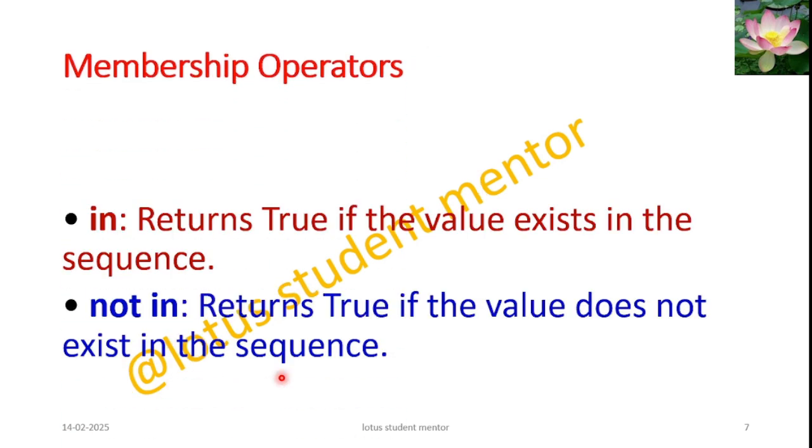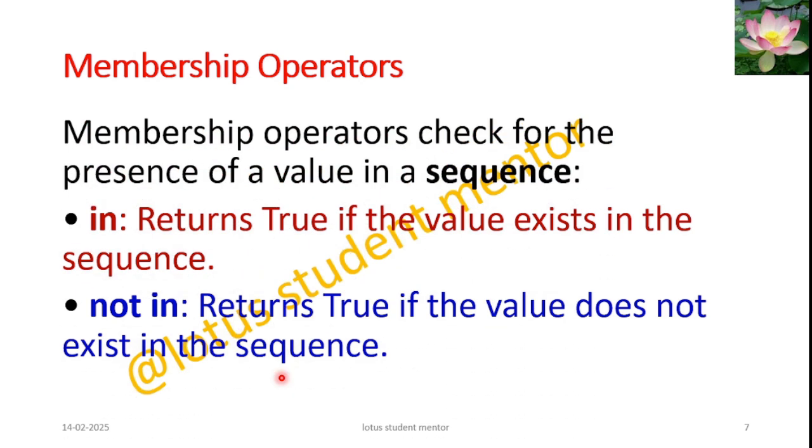Now coming to membership operators, there are two types. These membership operators are highly useful with a sequence. That means they check for the presence of a value in a sequence. They are in and not in. In returns true if the value exists in the sequence. If the value doesn't exist in the sequence, then it becomes false in the case of in. Whereas not in returns true if the value doesn't exist in the sequence. In and not in are antonyms, opposites of each other.